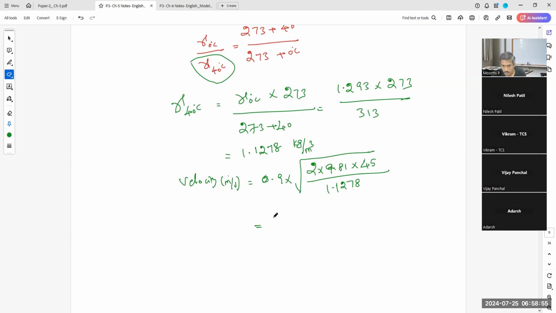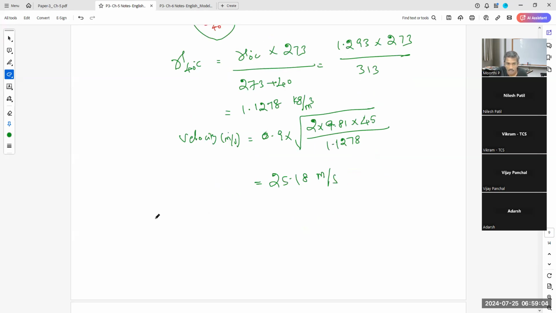Exactly. Okay, 25.18. What is the unit? Meter per second. Okay. Next, volumetric flow. The unit is meter cube per second.